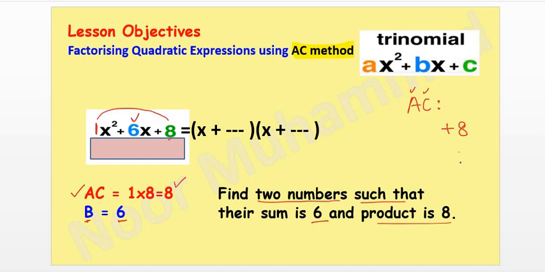So look at this. 1 can divide 8. 1 times what? 1 times 8 is 8. What other numbers can divide 8? 2 times 4. So look at this. 2 and 4 both can divide 8. It means 2 and 4 are the factors of 8. Now these are the only numbers that can divide 8. Now I have to find a pair whose product is 8 but whose sum is 6.